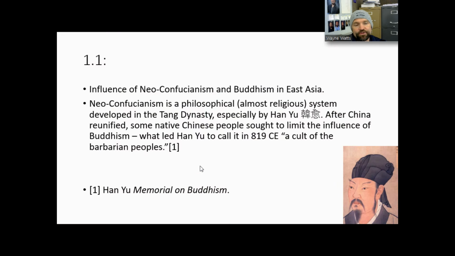China was also influenced by Neo-Confucianism by this time period, and of course, Buddhism persisted. Neo-Confucianism is a philosophical, almost religious system developed in the Tang Dynasty, especially by Han Yu, this guy. After China reunified, some native Chinese people sought to limit the influence of Buddhism, which led Han Yu to call it, in 819 CE, a cult of the barbarian peoples.